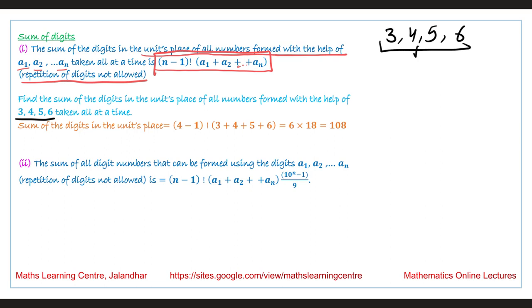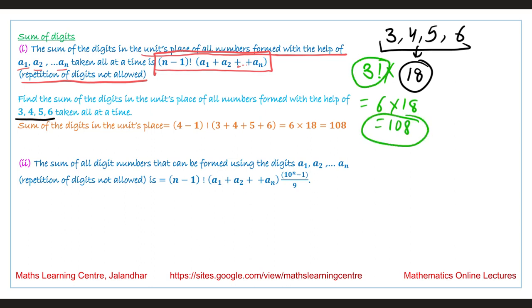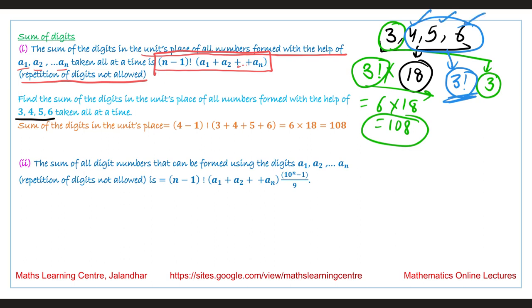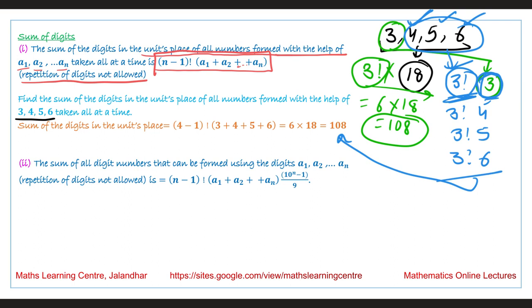Now the sum of all these digits is 3 plus 4 plus 5 plus 6, which is 18, and the number of arrangements will be 3 factorial, which is 6. So it is 6 into 18, that is equal to 108. Now why is this 3 factorial there? Suppose 3 is fixed at the unit place, then how many options do we have over here? We have 3 factorial options. Likewise, corresponding to 4, 5 and 6, we have these digits. So the number of terms which end with 3 is 3 factorial, and the number of terms which end with 4 is 3 factorial. So basically it is 3 factorial into 3, then 3 factorial into 4, then 3 factorial into 5, then 3 factorial into 6, and the answer we obtain is 108.